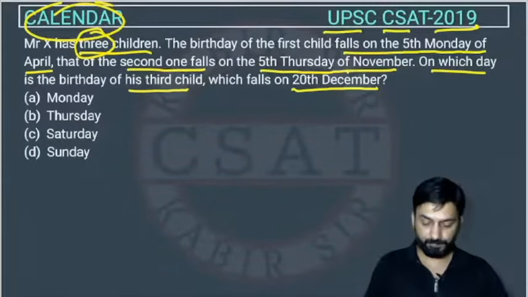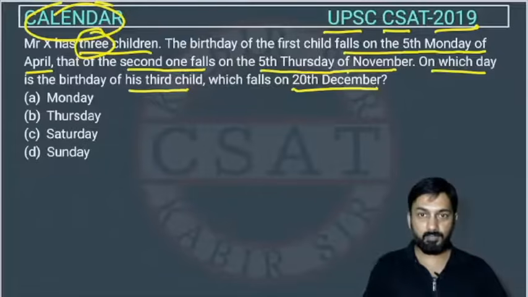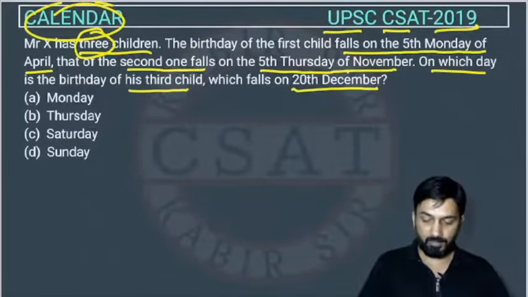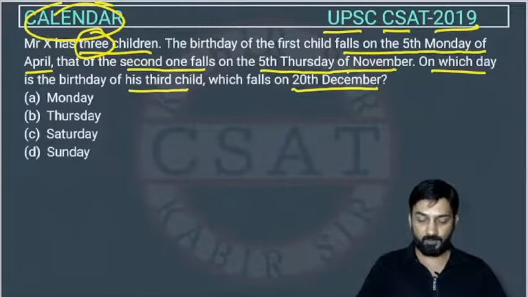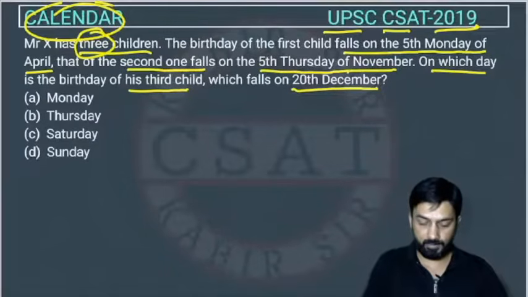I have seen many students get confused. They feel like the question has given that the first child is born in April, right? So they think that the second child is getting born the next year, in November, right? But this question is not saying that they are born in the same year. They are celebrating in a particular year the birthdays of his 3 children, so that can happen in the same year, right?